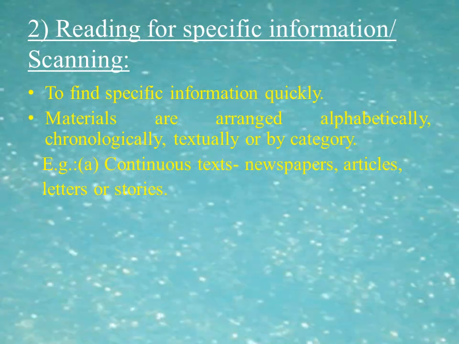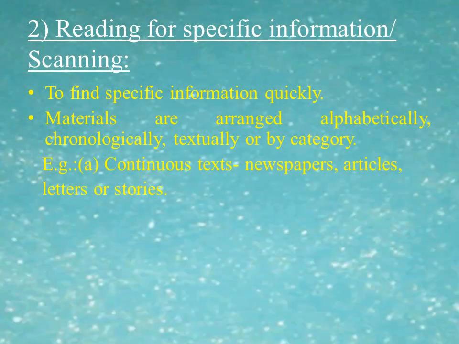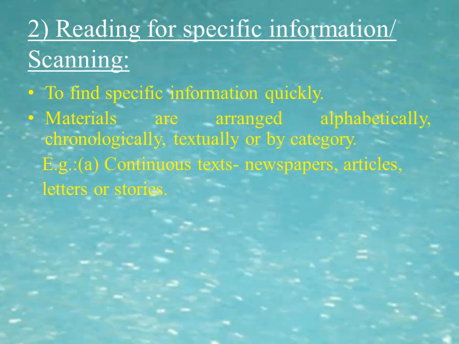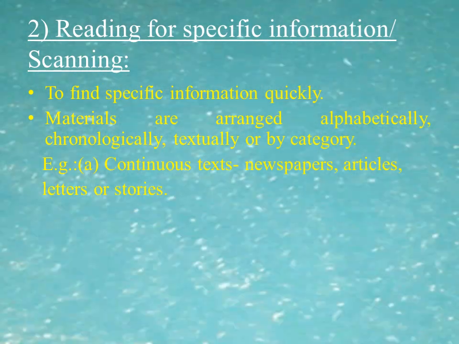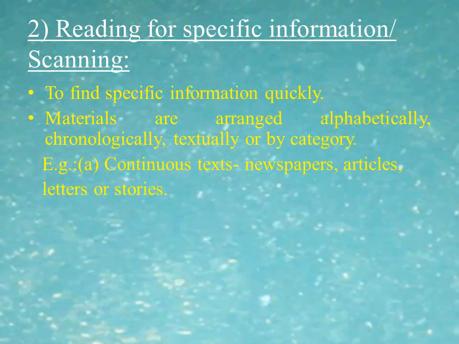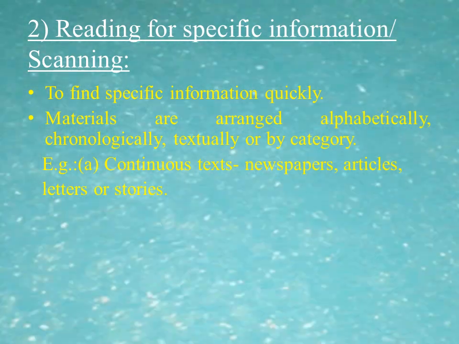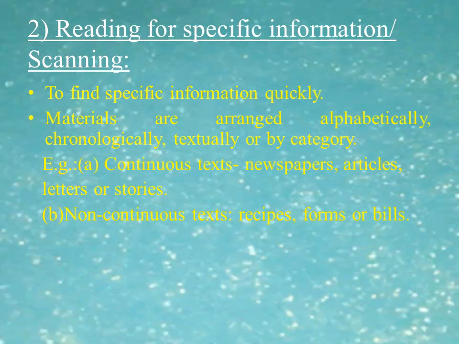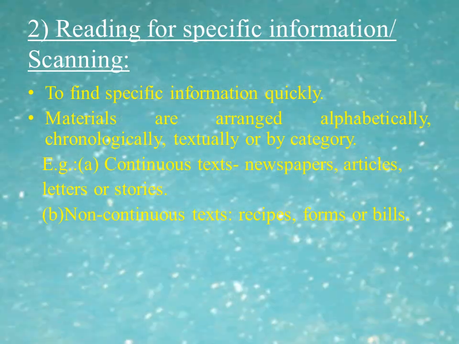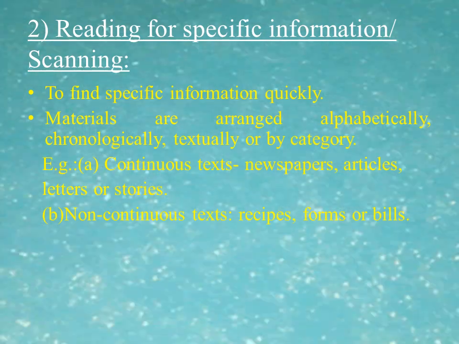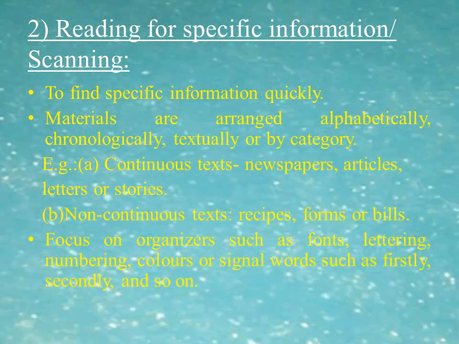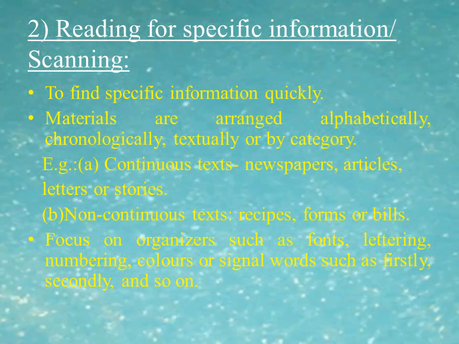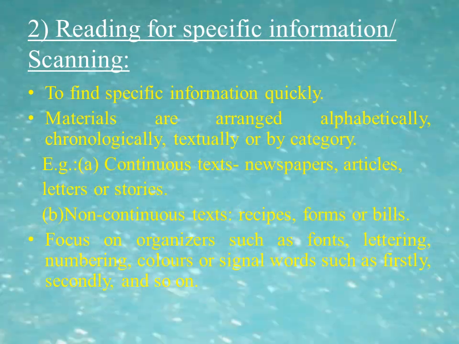For example, one can scan continuous text such as newspapers, articles, letters, or stories. A continuous text relies on a textual presentation of information. Sentences are compiled into paragraphs and then sections or chapters. Non-continuous text such as recipes, forms, or bills also can be scanned. A non-continuous text presents information without continuous organization. Focusing on bold fonts, lettering, numbering, colors, or signal words also helps the reader to scan faster and better.